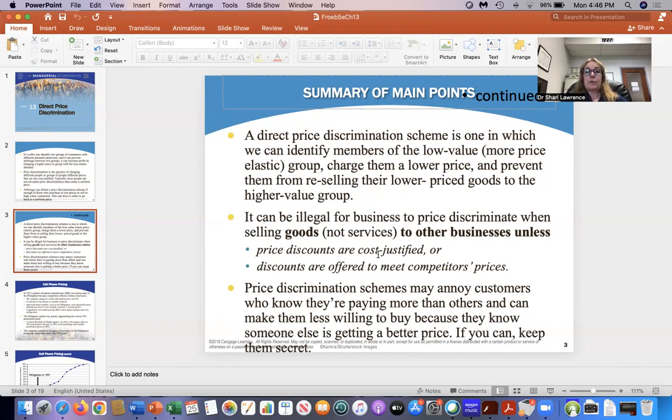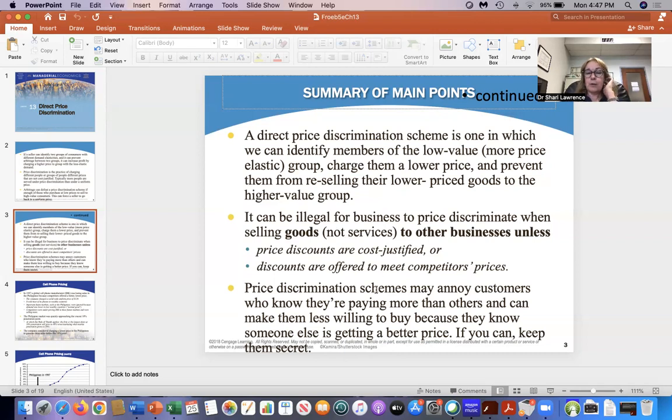But companies can get around this with volume discounts. If you go to Costco or Sam's or Walmart, for example, you are going to pay a lower price than if you go to a small mom and pop store or a smaller chain. That's because they are getting volume discounts. If these companies buy in bulk, they do get a volume discount. So that's the way they get around that.